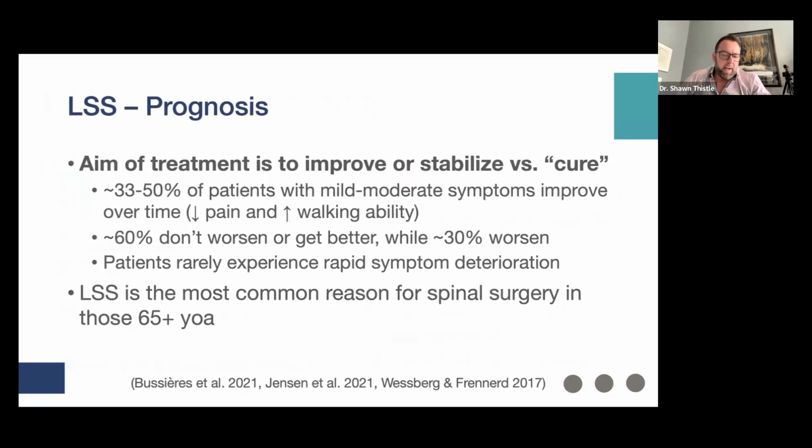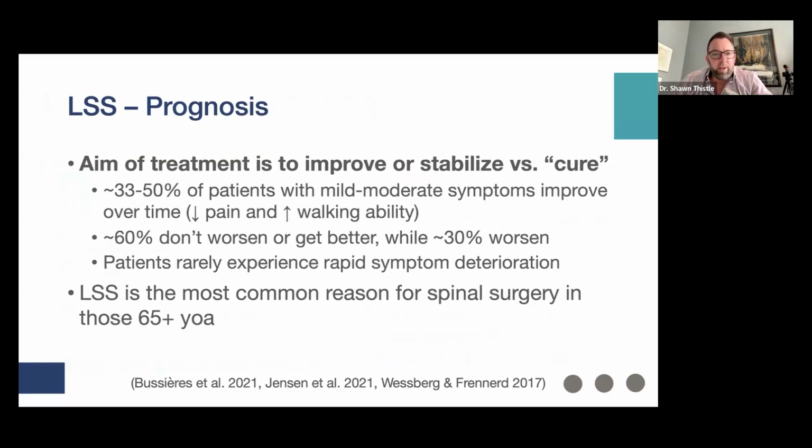From a prognosis perspective, as I said, the aim of treatment here is to improve or stabilize the patient versus cure them. One third to one half of patients with mild to moderate symptoms improve over time, and that can be a reduction in pain and an improvement in their walking capability. 60% of them don't worsen or they get better. Sometimes these people just have these symptomatology levels indefinitely. And honestly, if you can give them some relief with positions, give them some relief with manual therapy, they're happy with that. And you're helping them avoid major spinal surgery, just for the record.